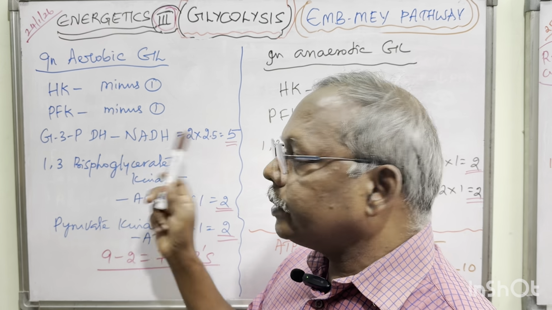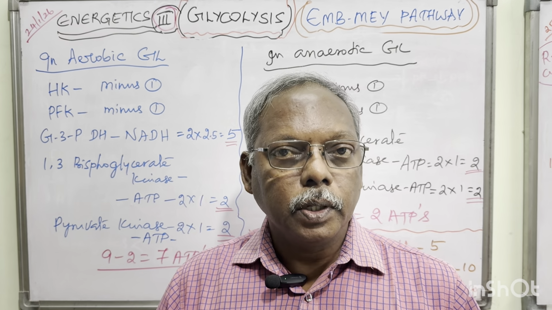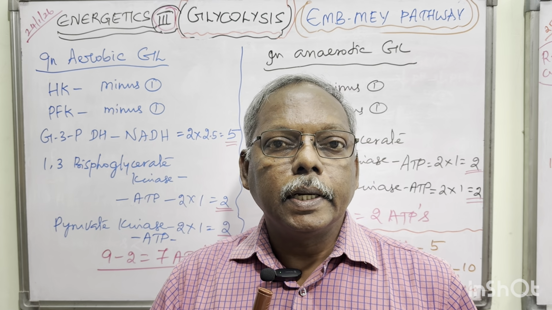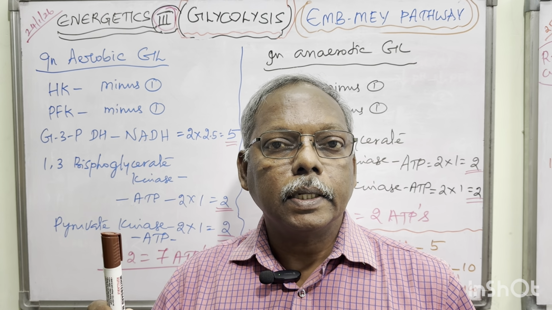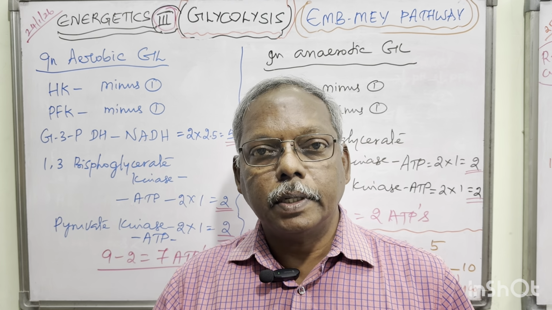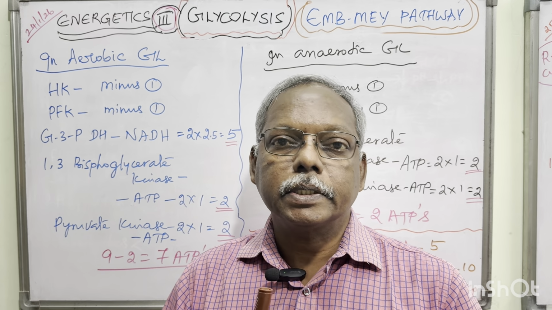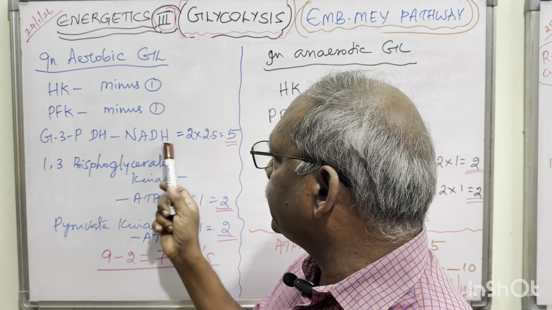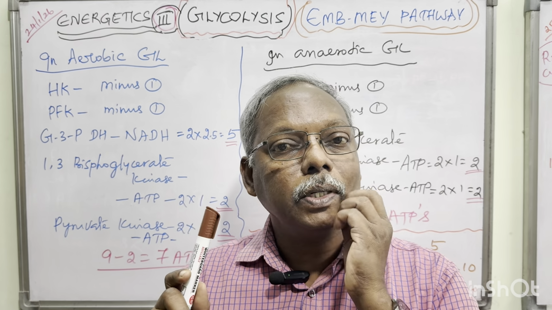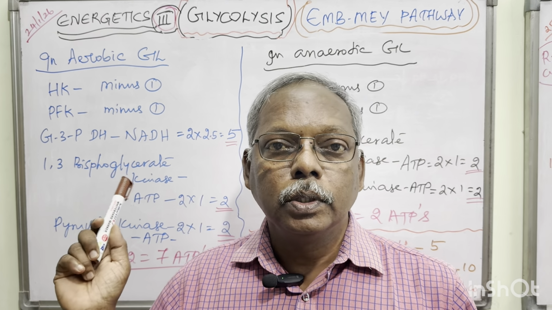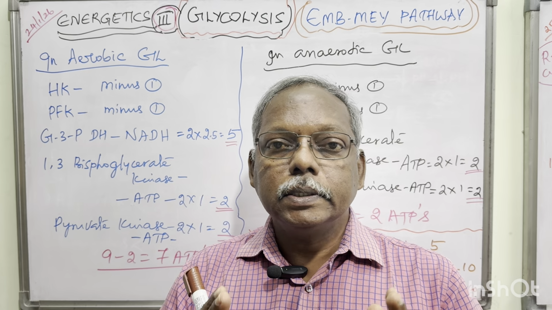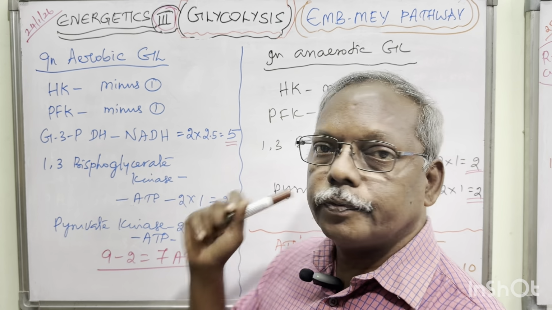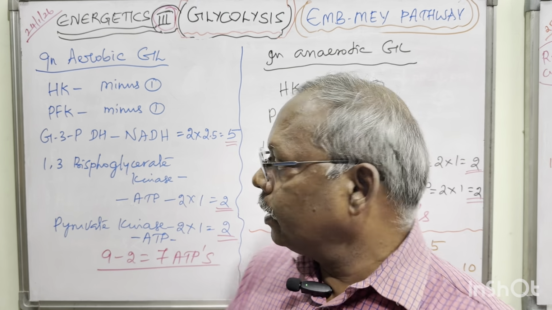Third one is we are getting 1 NADH molecule. Usually NADH enters the electron transport chain, goes for oxidative phosphorylation and production of ATPs. Here one NADH releases 2.5 molecules of ATP. So 2 NADH we are getting from glycolysis, so 2 into 2.5, 5 ATPs.